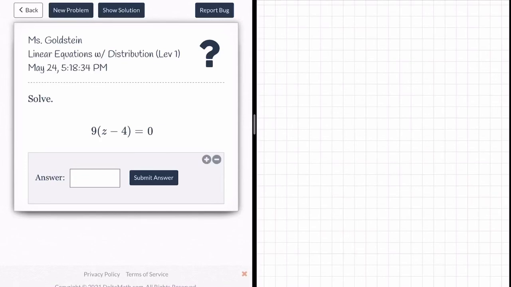Today we're going to work on day 5. We're going to be solving 3 or more step equations. We're going to start with this one that involves the distributive property. So I have 9 times z minus 4 equals 0.